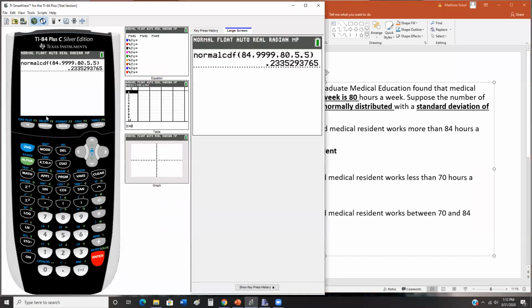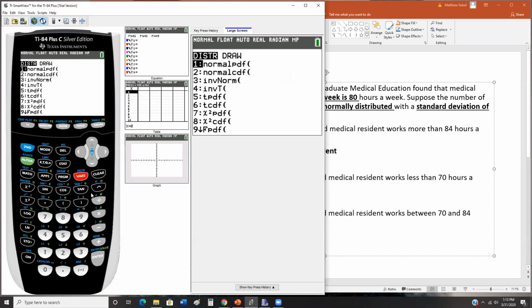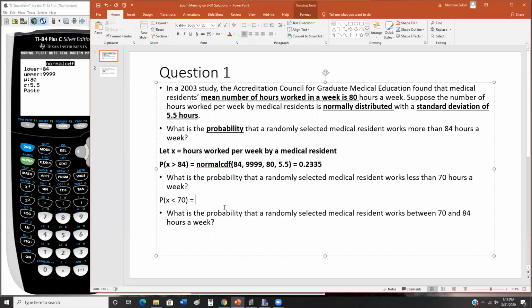All right, so I'm going to go back to my normal CDF here. I'm just going to do this on the TI-84 calculator. So I'm going to hit second function and then go back to DISTR. And what option did I want again? Normal CDF. Always going to be the normal CDF. So now here's the thing. I want it to be less than 70.